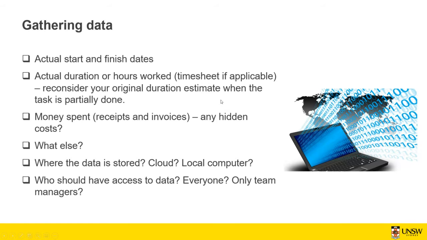Then there is the money spent, so the actual money that you paid for invoices, receipts, salary, or any other hidden costs that you've had, for example, transport costs, some taxes, delivery fees or some extra consultation that you need to do. Those kinds of things will be added to what you didn't plan for during the project planning. So these are some of the data that you will gather.